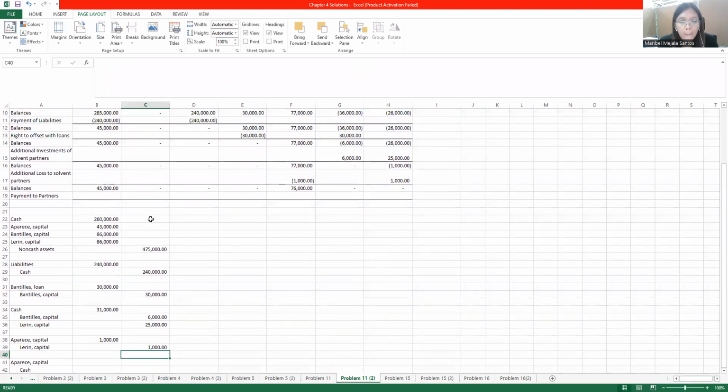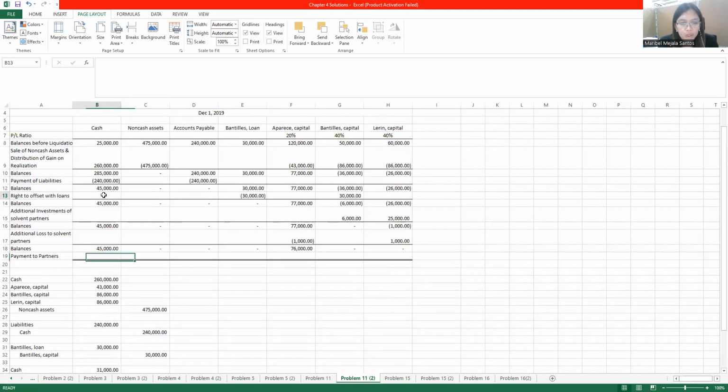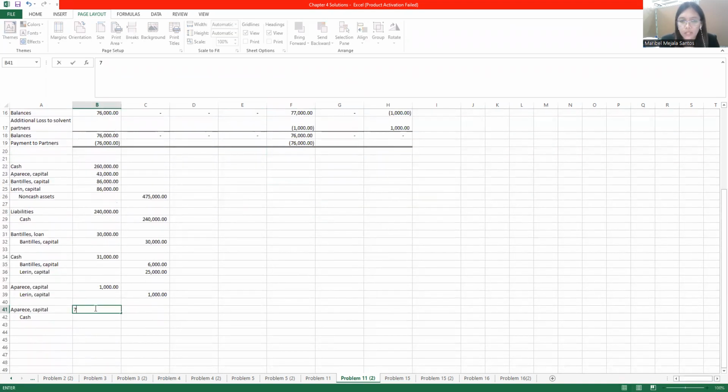Now let's... Oh, I forgot to put it here. This is... Ayan. 31,000. Okay. Our cash is 76. Then let's settle the payment. Okay, so debit, A capital, 76,000 and cash for 76,000. So that's the end of our lump sum liquidation.